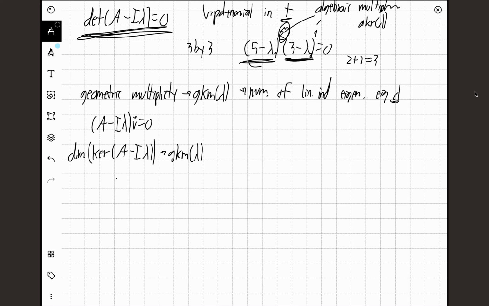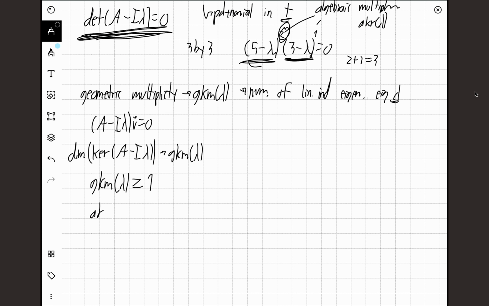And now the main question is, why can the geometric and algebraic multiplicity not be equal? First of all, we can see with this that the geometric multiplicity, or GKM, of an eigenvalue has to be greater than or equal to 1. It can't be less than 1, because since the determinant is 0, the kernel of A minus I lambda has to send at least one dimensional vectors to 0.